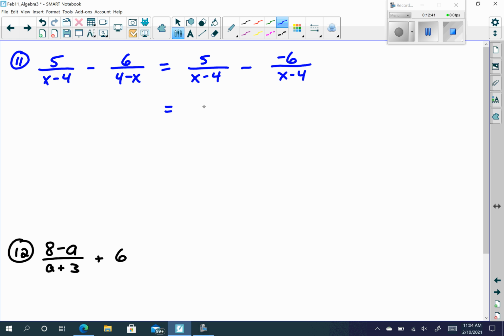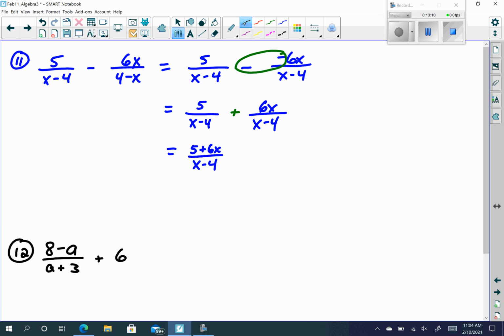But now, this becomes 5 over x minus 4. These two negatives form a positive here, and then I get 6 over x minus 4. Now I have common denominators, and I get 11 over x minus 4. Oh, sorry, it was a 6x. Let me go back to that. All that changes is that we can't combine 5 plus 6x now.